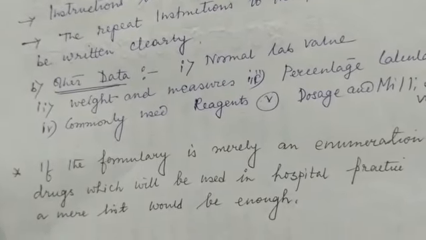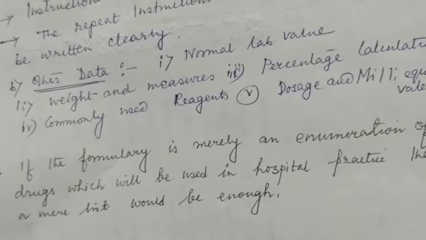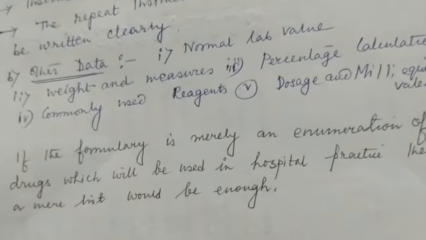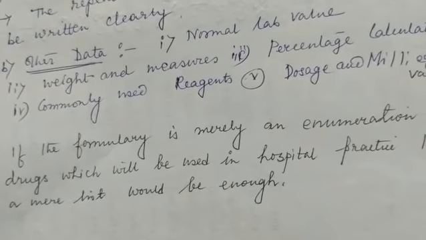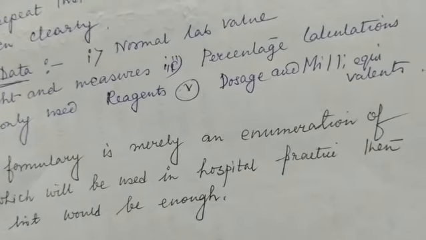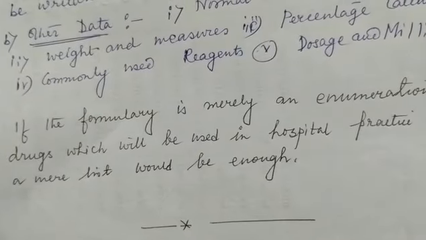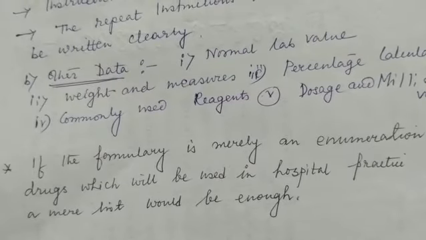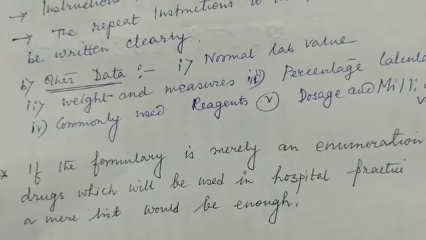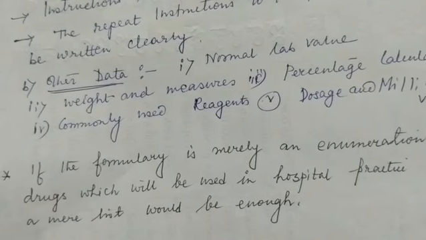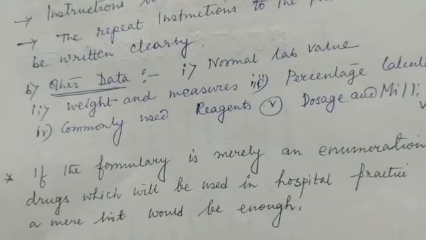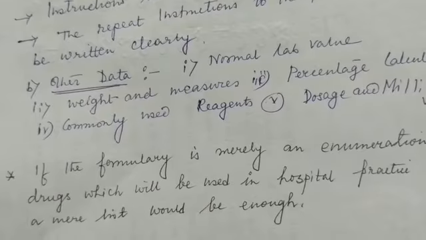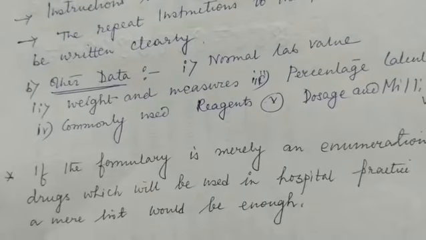It is very important, in the note you can write: if the formulary is merely an enumeration of drugs which will be used in the hospital practice, then a mere list would be enough. So if any hospital formulary is based only upon the drugs which are used in that particular hospital, then in that hospital formulary the list of drugs is enough, no need of going into other data. Okay.